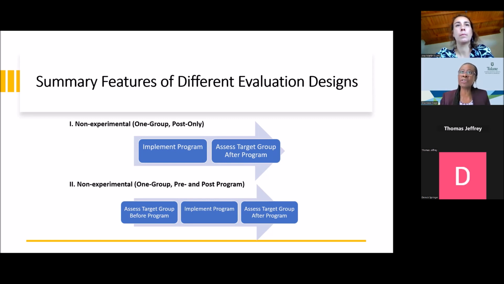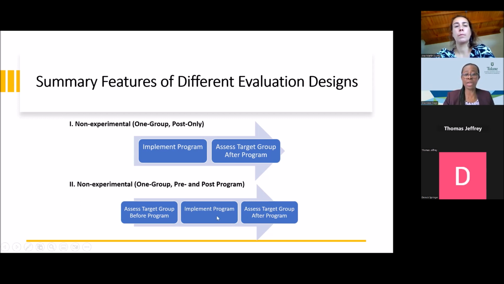But this is good for certain things. Every evaluation design can answer a particular question. So if you wanted to know if 80% of bystanders would intervene when they see a case of intimate partner violence, and you've established that level at 80%, this design is fine to address that question.